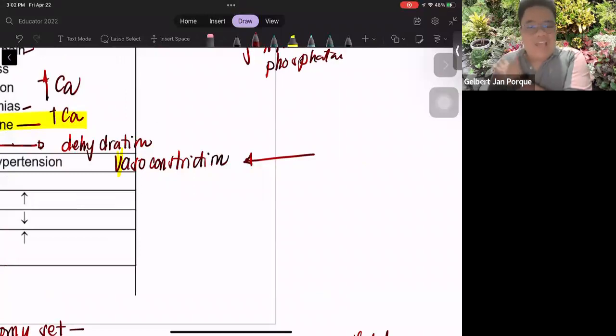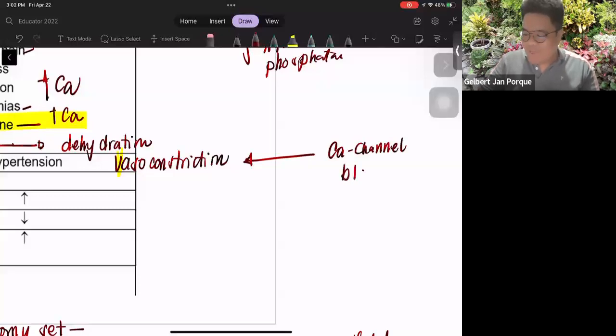Which antihypertensive can we give? Okay, ACE inhibitors. That will be your CCBs. Okay, you can have your calcium channel blockers. Or what drug could I give so that the excess calcium would go out of the body? What drug could I give so that the excess calcium would go out of the body?